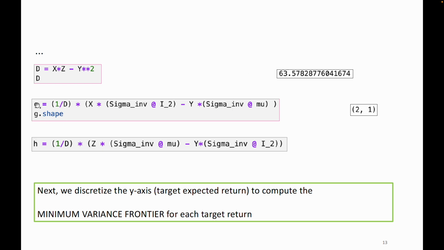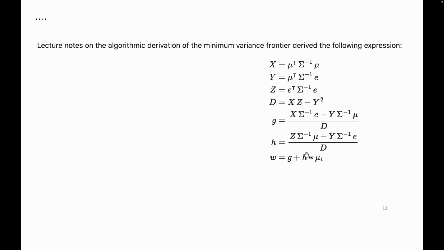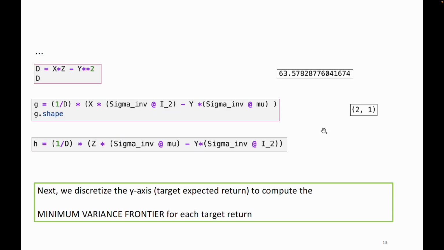And now I'm starting to compute these loadings, which then map my target expected return into the portfolio holdings. So one was g, and the other one is h. If we go back to the formula of g, we divide by a scalar, d. Let's double check. I do that here in front of the big parenthesis, 1 over d. So d is a scalar.